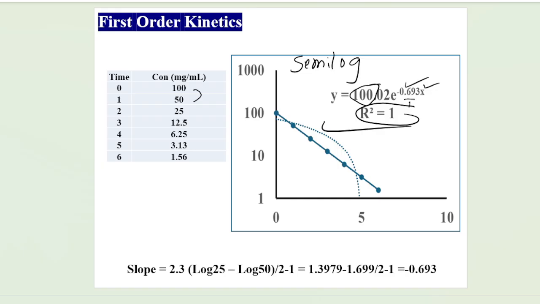If you want the slope, you multiply by 2.303, and the log of 25 at t2 and the log of 50, divided by 2 minus 1. You will get this value, and again you will have the same, that is minus 0.693, as the slope. So this is all about today's lecture.